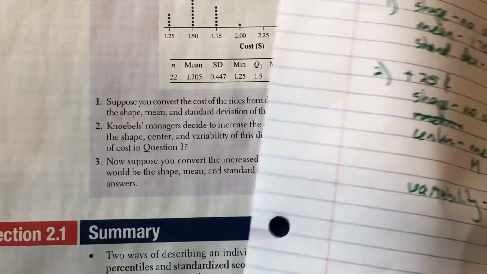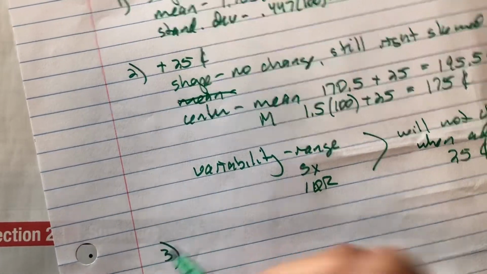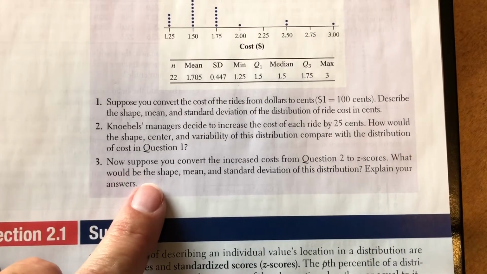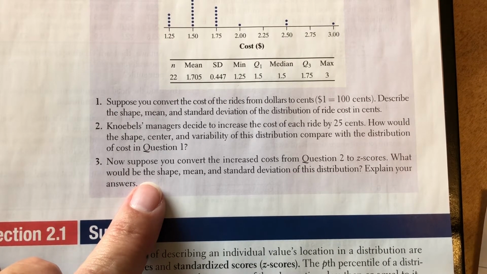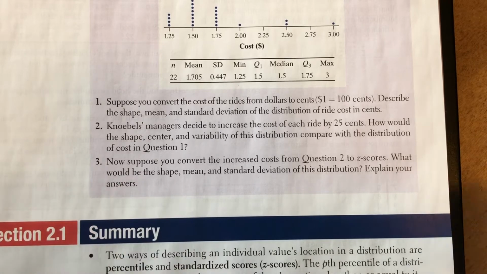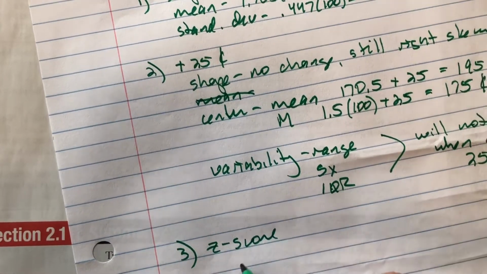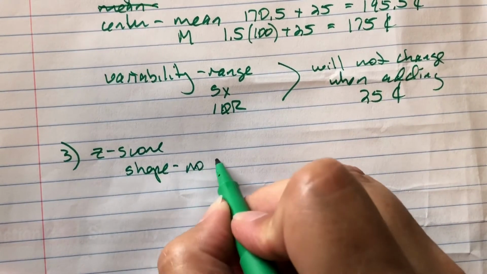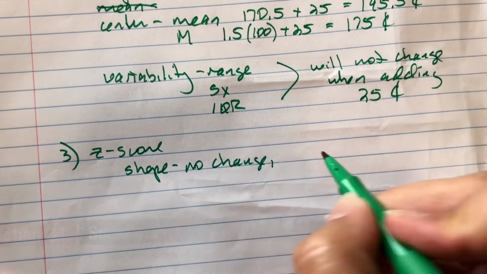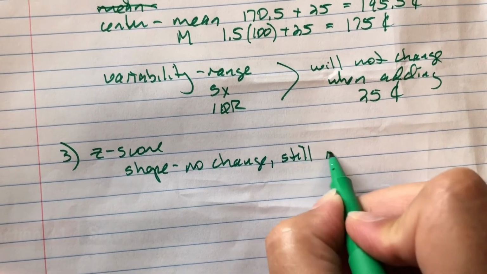All right, last one. Suppose you convert the increased cost from question 2 to z-scores. What would be the shape, mean, and standard deviation? Okay, so z-scores. Again, shape won't change. Okay. No change. It's still right skewed.